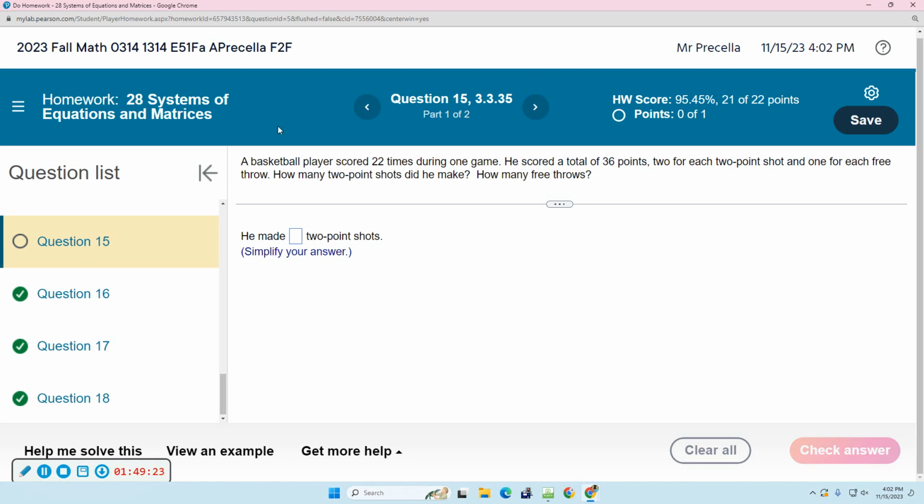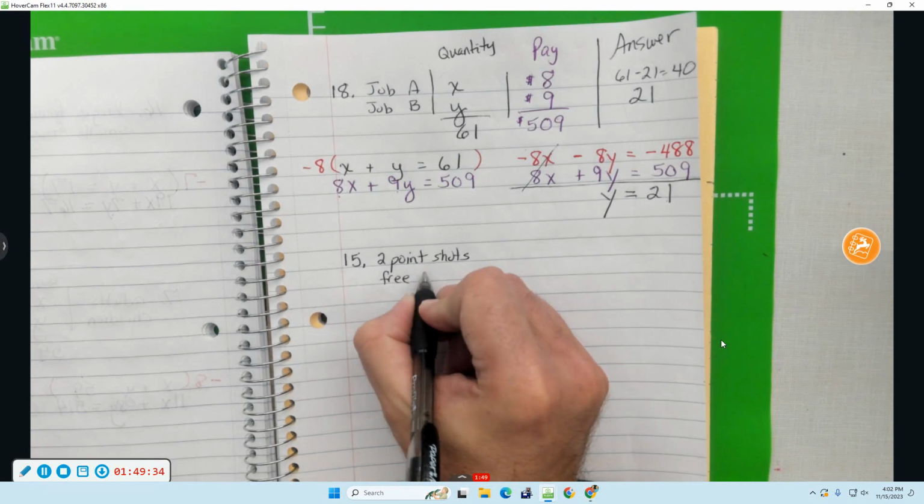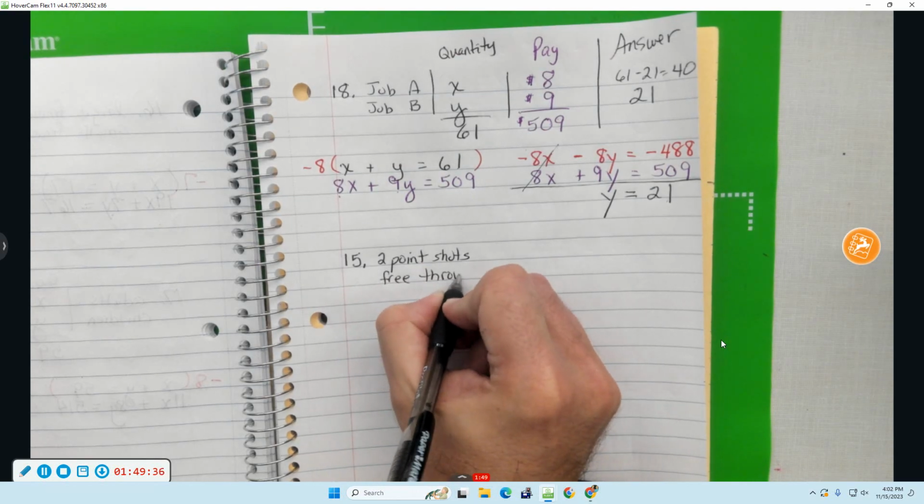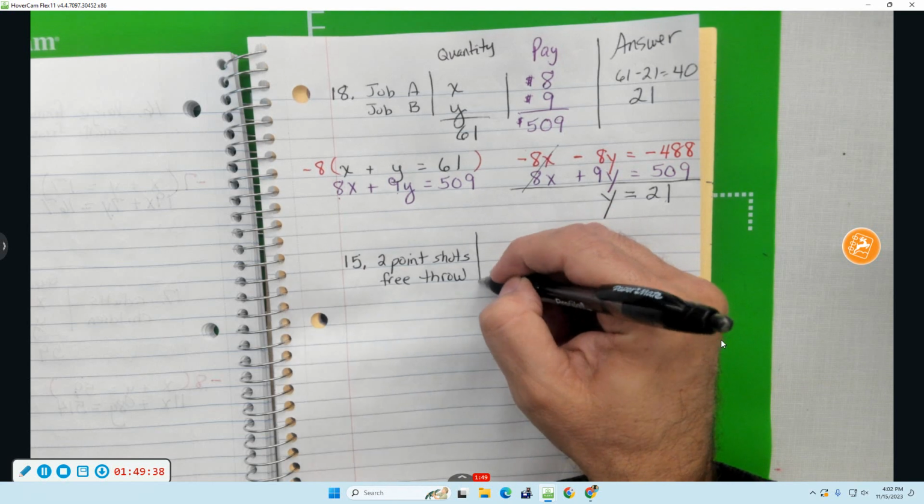How many 2-point shots? I think I'd like this problem better if they called them 2-point shots and 1-point shots. It's the fact that the names are so... Okay, one of them's a 2-point shot. The other thing is a free throw. Oh, Tim, you're right. Okay.